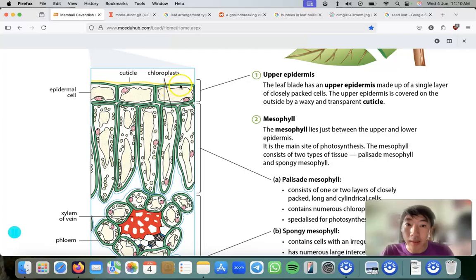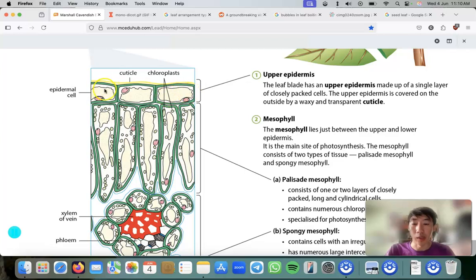Secondly, we see that there's this yellow line, which is our waxy and transparent cuticle. This cuticle prevents evaporation. There's a lot of water in the cell, and you prevent the cells from losing water, so that they can use that water for photosynthesis or to stay hydrated. If they lose too much water, they might become flaccid and withered. It's also transparent. That will allow the sunlight to pass through the transparent layer and enter into the cells that are below it.